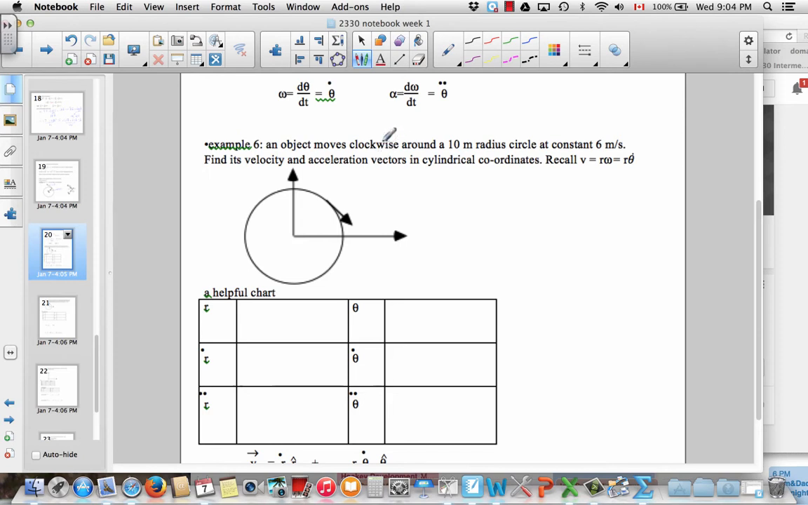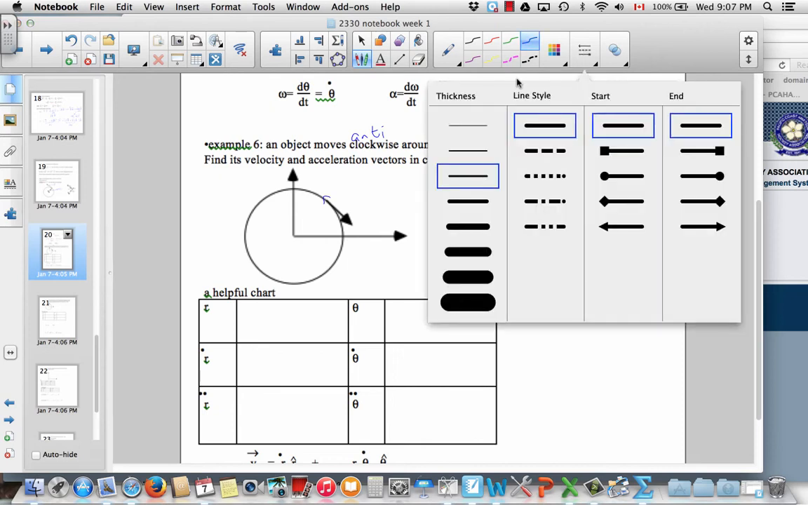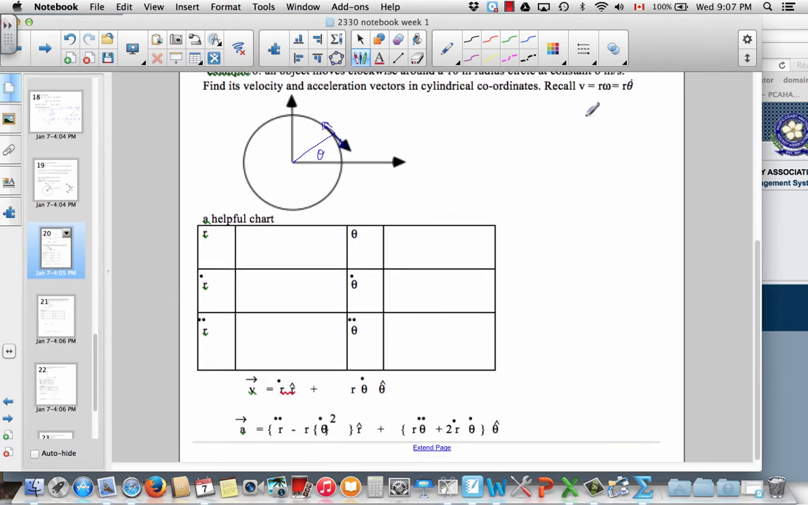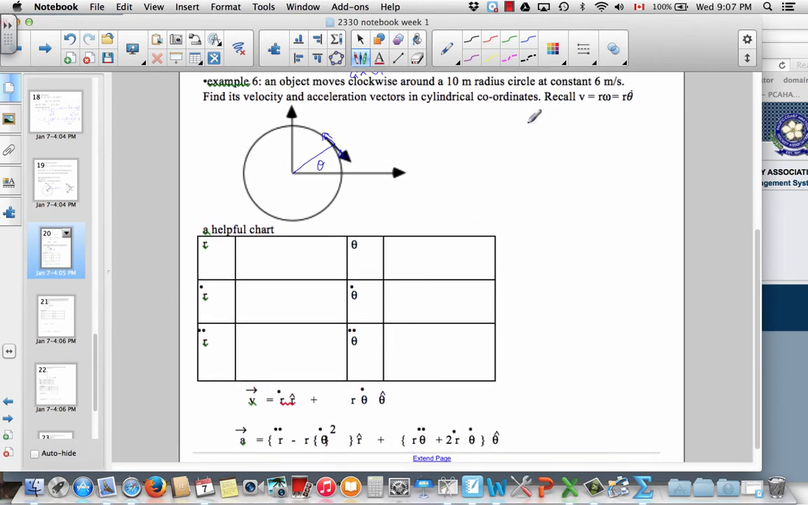Let's have an object that's moving anti-clockwise. So I'm going to have it actually move this way. The reason I want it anti-clockwise here is just that that's going to be moving then in the positive angular direction, in the direction of increasing theta. So if it's going at 6 meters per second, that's linear velocity of 6.